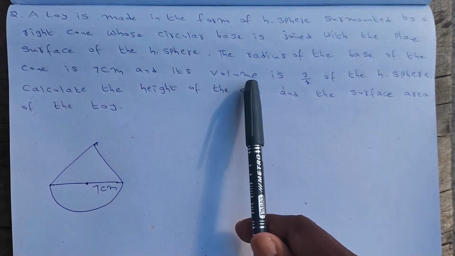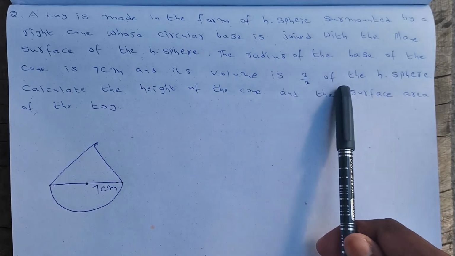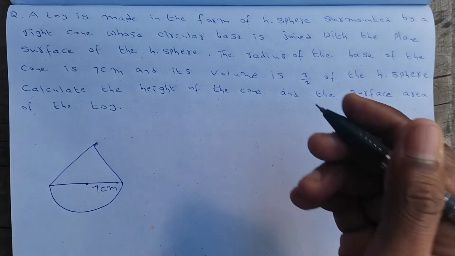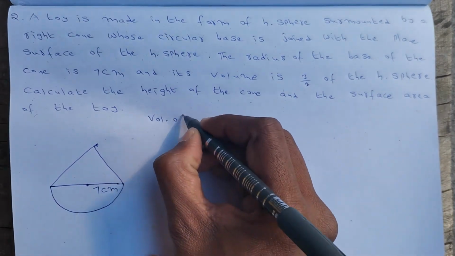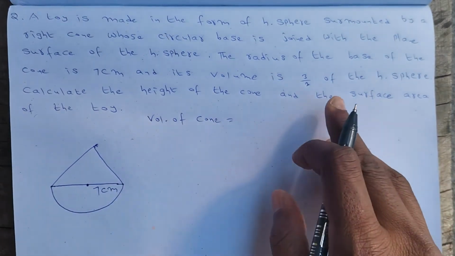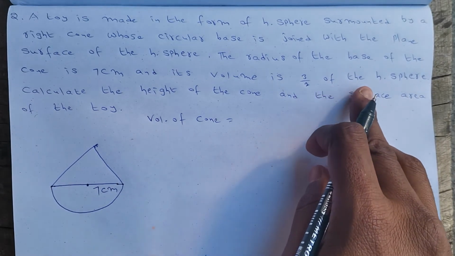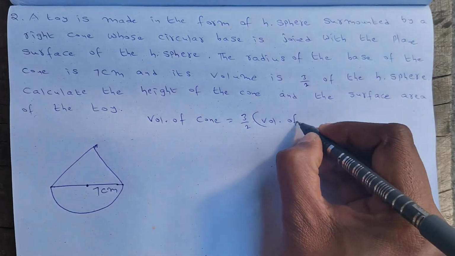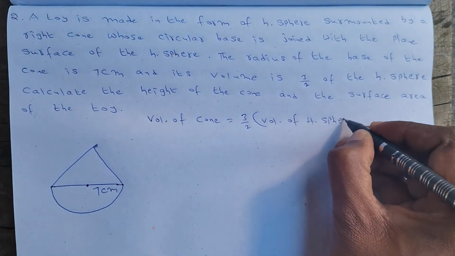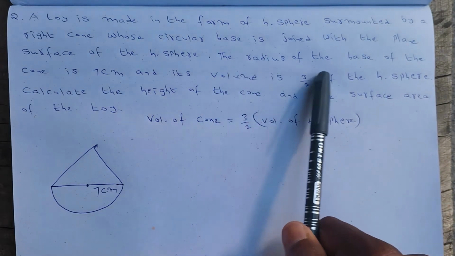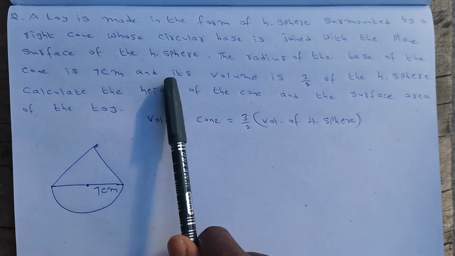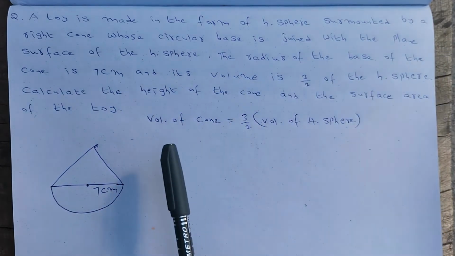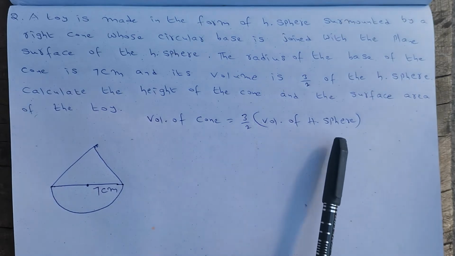And its volume is 3/2 of the hemisphere. Volume of cone is equal to 3/2 of the volume of the hemisphere, 3/2 times the volume of the hemisphere. Here he is clearly mentioning the radius of the base of the cone is 7 centimeters. So the cone volume is 3/2 of the hemisphere volume.